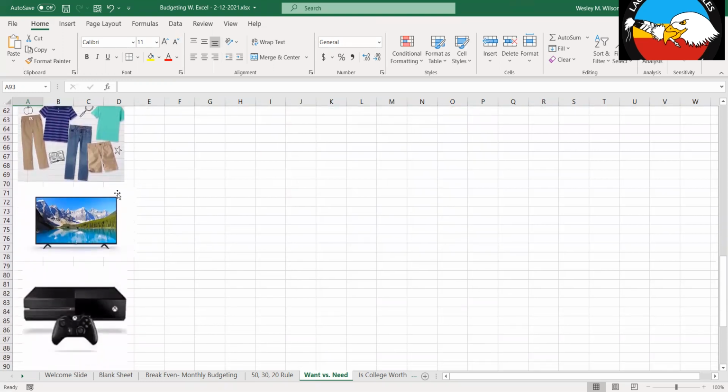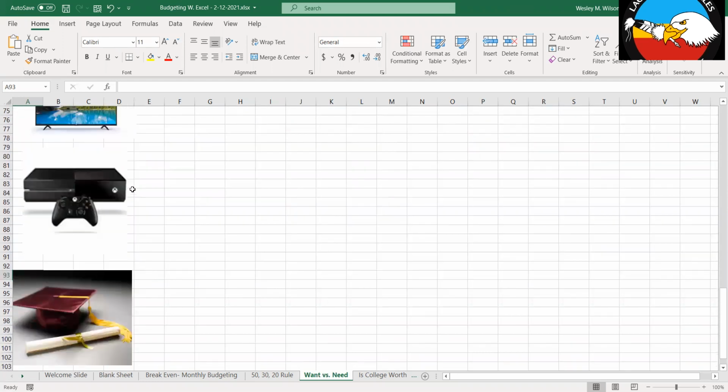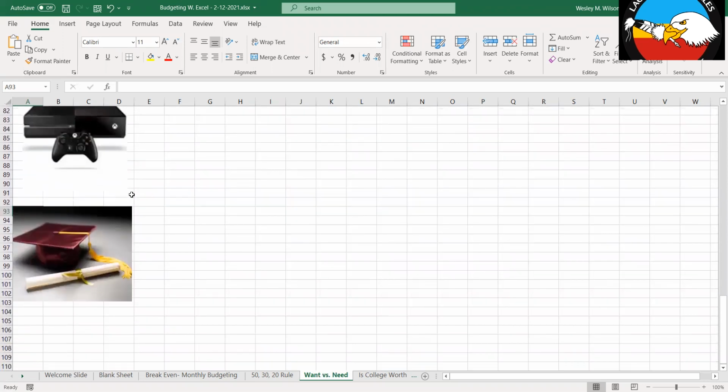Brand new TV. Again, with the pandemic, it might be closer to a need in that sense. But I think generally a new TV would be more of a want. Same with the PlayStation or Xbox, video games, any of that. And then this brings us into the next slide here. College. Is college a want or is it a need? Let's go to the next slide to find out.